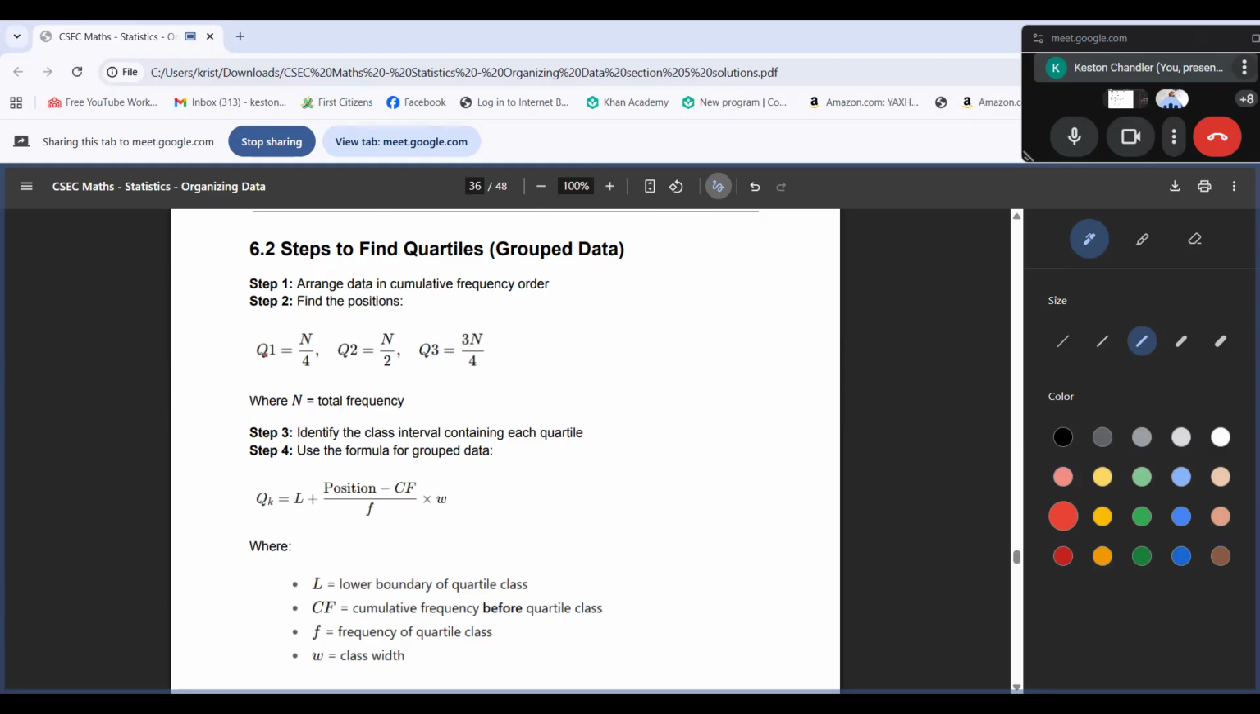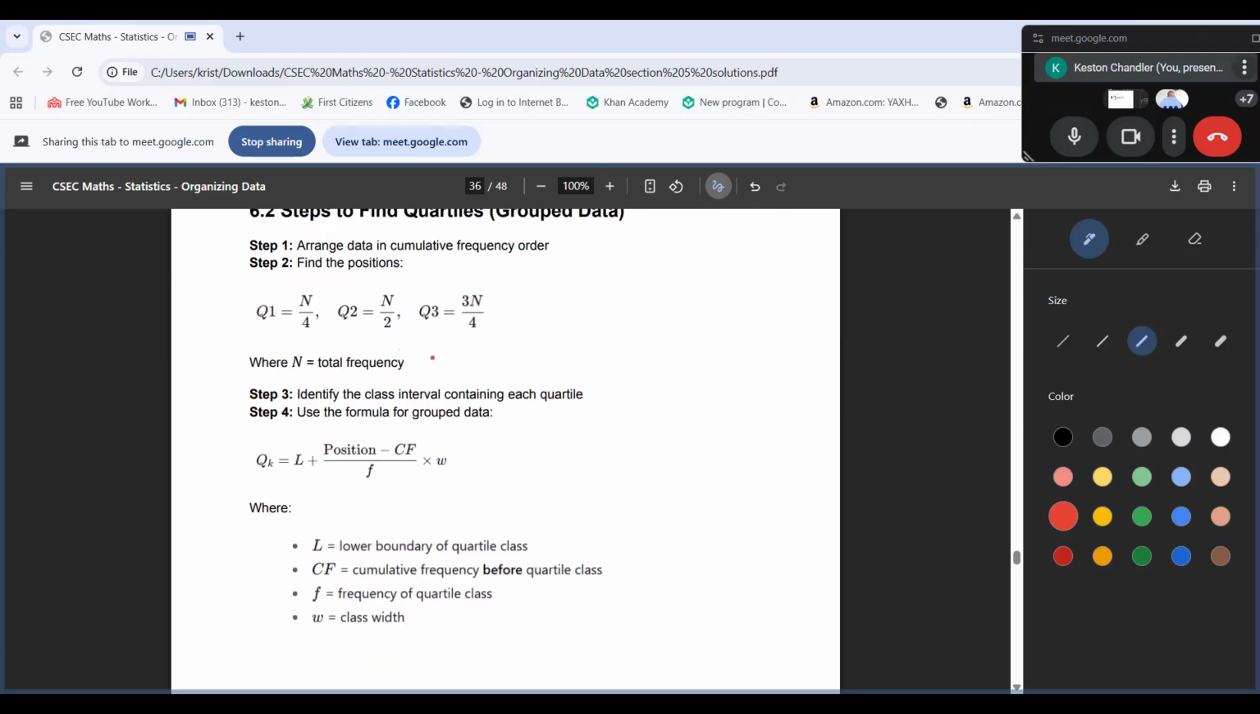Now, to find your Q1, Q2, and Q3 values, Q1 being your lower quartile, Q2 being your median, and Q3 being your upper quartile, we are basically finding, for Q1, 25%, which is a quarter of all the values. So we divide the total frequency by 4. To find the median, we divide it by 2. We find the half, 50%. And to find Q3, we find 3/4 of that.